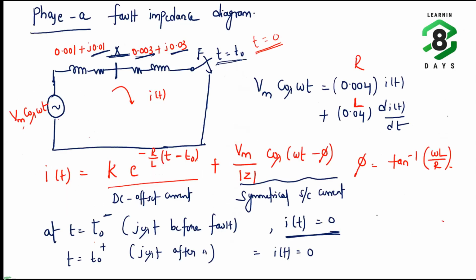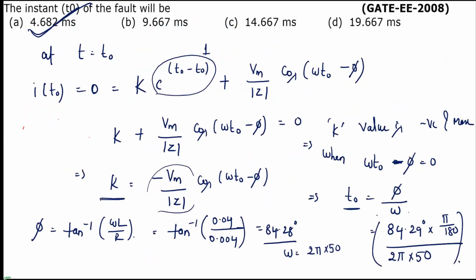He has asked the time instant at which the fault occurred. That is the t naught value we have computed in this fashion. The second question is easy, where he is asking the RMS value of the AC component of fault current Ix. So he is asking the symmetrical fault current that flows through Ix at the instant the fault occurs. That means he is not worried about the DC component. So for this problem it's very easy.